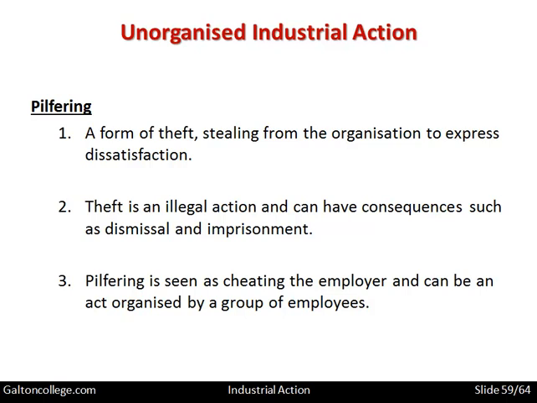Pilfering in the sense of stealing, perhaps to sell, perhaps semi-precious metals or something of that nature. This is illegal, it's wrong, it's immoral, but it can happen. And it could be the result of a grievance with the management. They don't like the management. Or it could be just simply that they are bad people who want to steal, and there's no excuse for it.